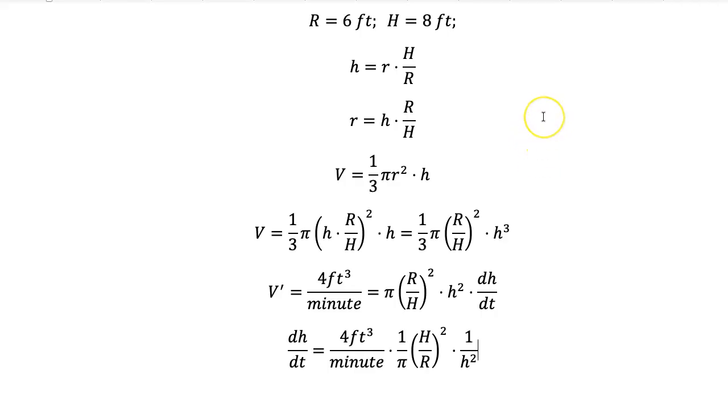You can see, as expected, when you go to 4 feet, that dh dt will be smaller. That's what you expect, because as you fill the cone, it's getting wider and wider as you go up in height, and so it takes more water to increase by an inch or by a foot in the tank. And so at 3 feet the height is changing faster than at 4, which is changing faster than the height at 5. And that would be it for this problem.